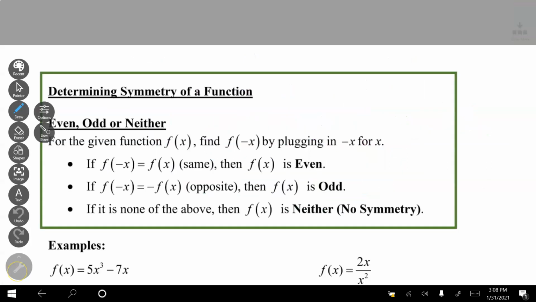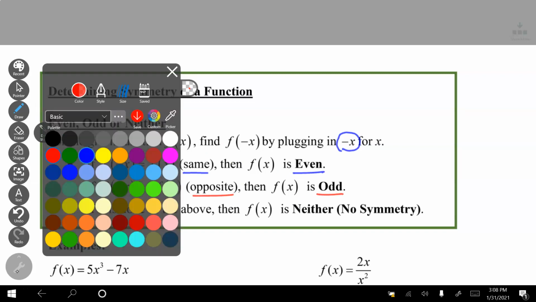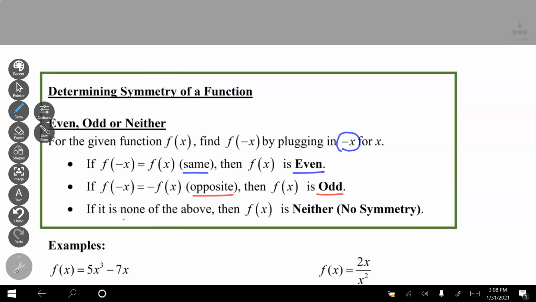So the last thing we're going to do is play what I call the even, odd, neither game. By plugging negative x into the function for x, if you get the same result, exactly the same, it's an even function. If you get the result that is opposite, and we have to figure out what opposite means, I get odd. If I get something that is none of the above, it is a neither function.